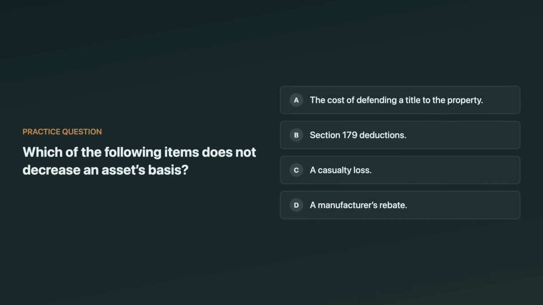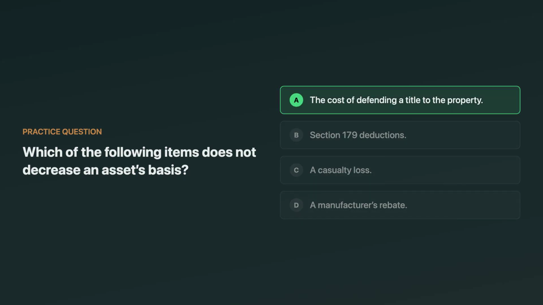Which of the following items does not decrease an asset's basis? The choices include the cost of defending a title to the property, Section 179 deductions, a casualty loss, and a manufacturer's rebate. Think about which one would actually increase basis instead of reducing it.